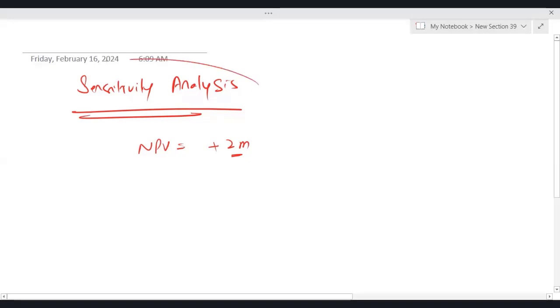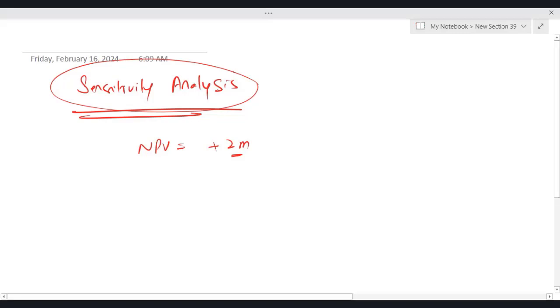Sensitivity analysis gives you the information on how much adverse change in estimates will make NPV zero. Repeat. What does sensitivity analysis do? It gives us the information on how much adverse change in the variables will make NPV zero. Now listen, a very important concept: the smaller the adverse change that makes NPV zero, the more risky the project is.